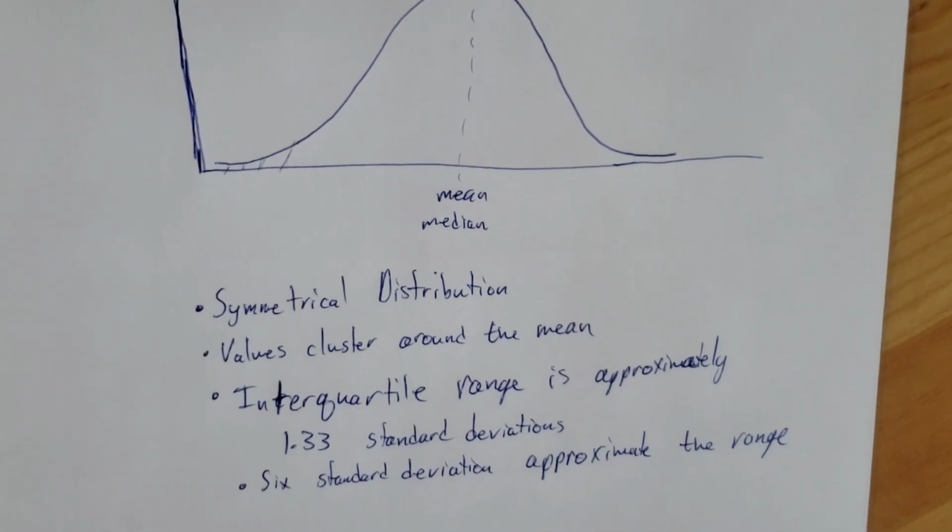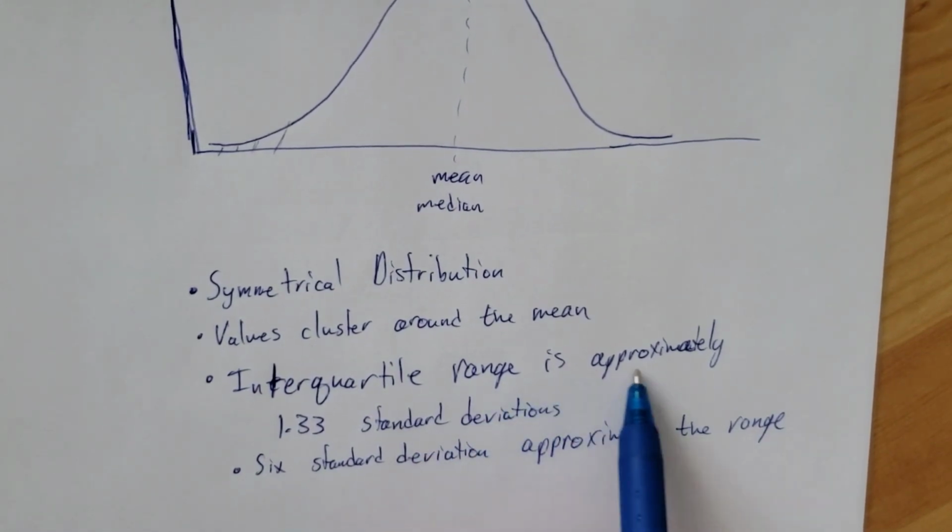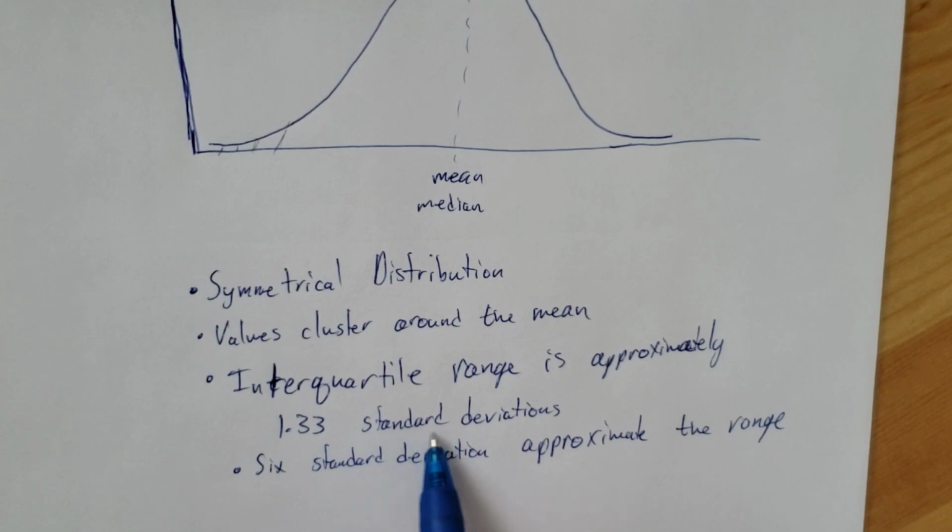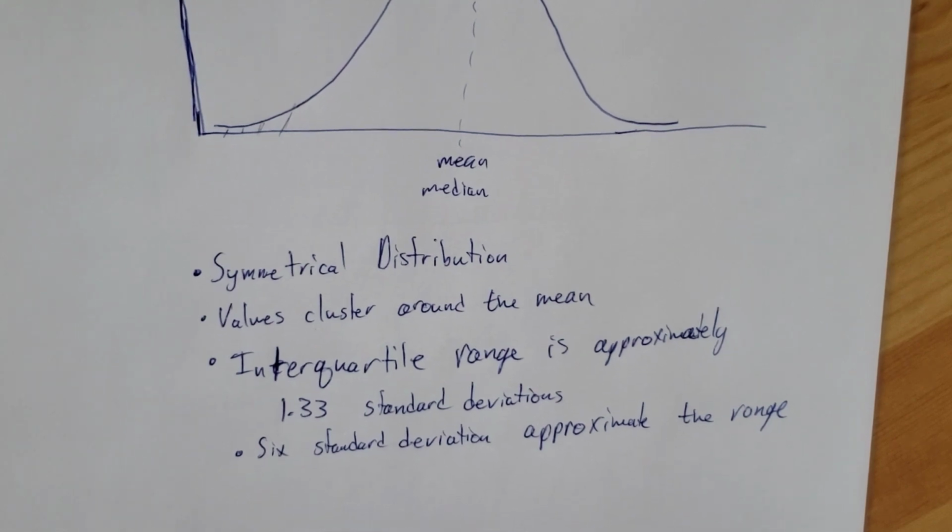The third property is that the interquartile range is approximately 1.33 standard deviations. I'll explain a little bit more about what that means in just a moment. And the last property is that six standard deviations approximate the range. And really what this means is that most of the data lies within six standard deviations, -3 to +3. So three standard deviations below the mean to three standard deviations above the mean, most of the data will lie within that range.